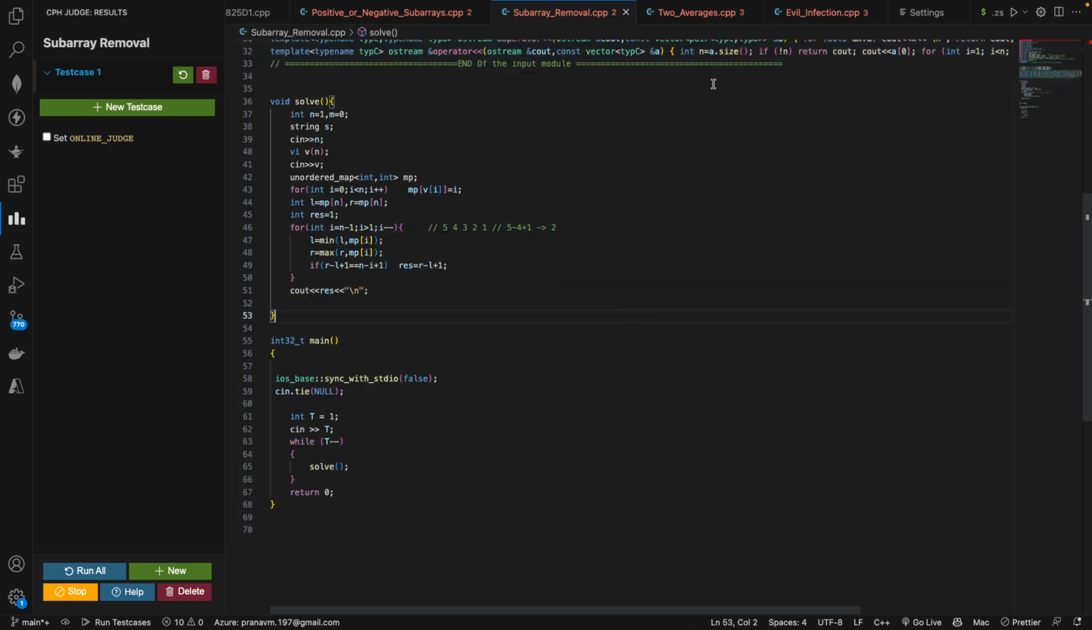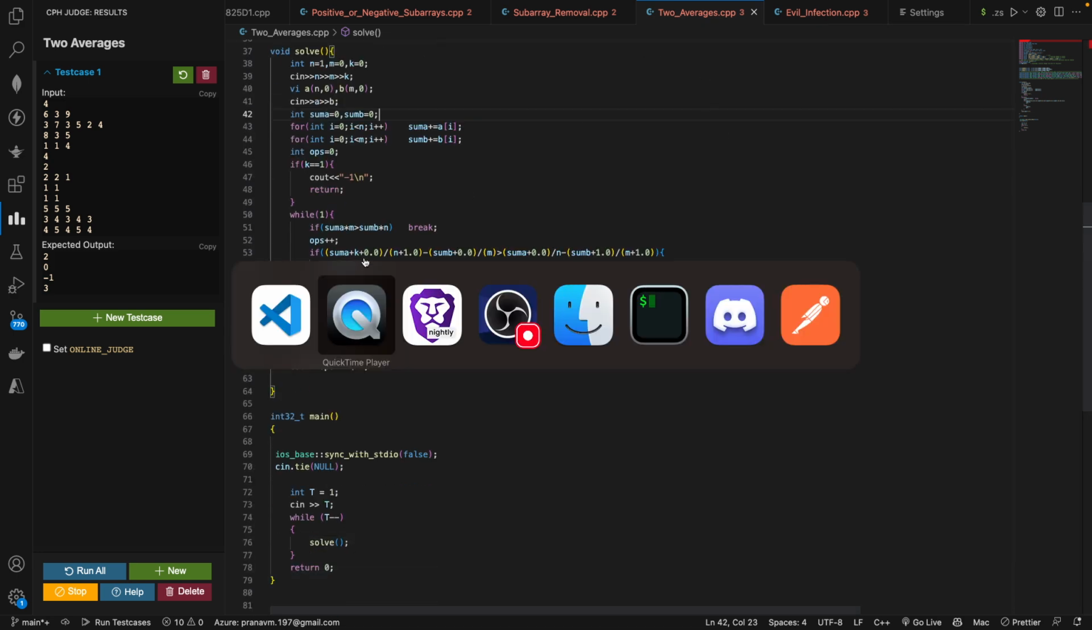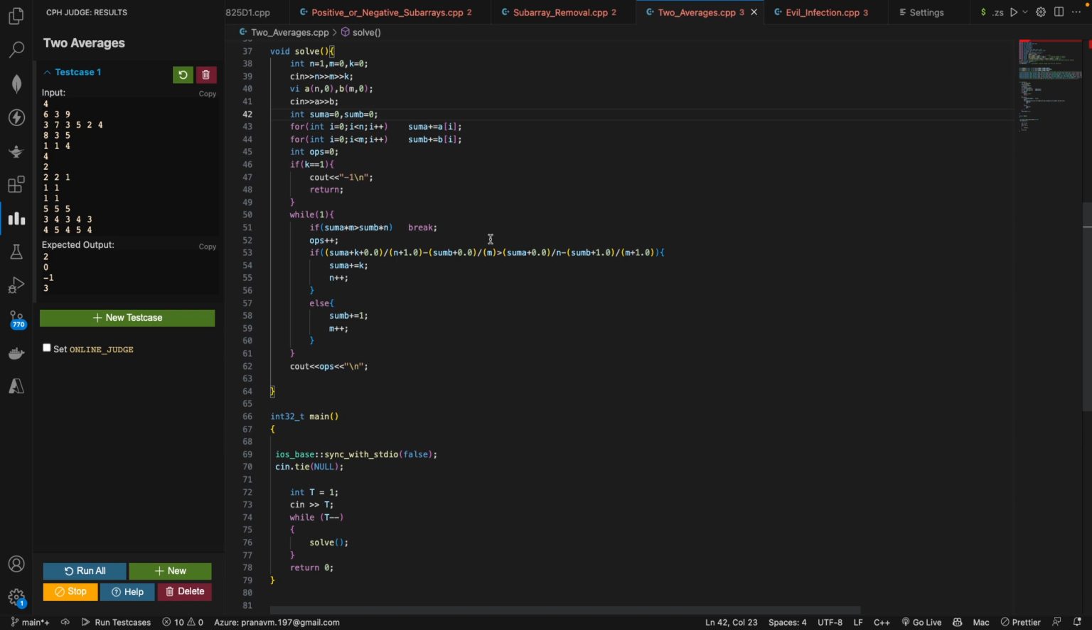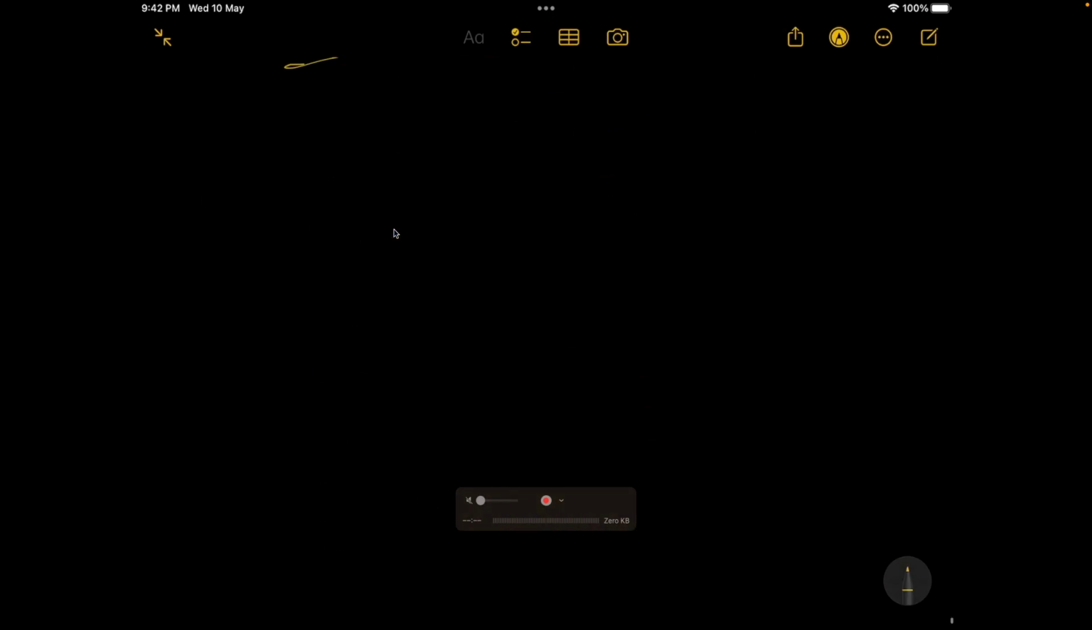I've already submitted it. So let's move to the next problem. The next problem is Two Averages. Since the problem statement is a bit long, I'll try to explain the problem on the iPad itself. The problem states that you are given an array A.